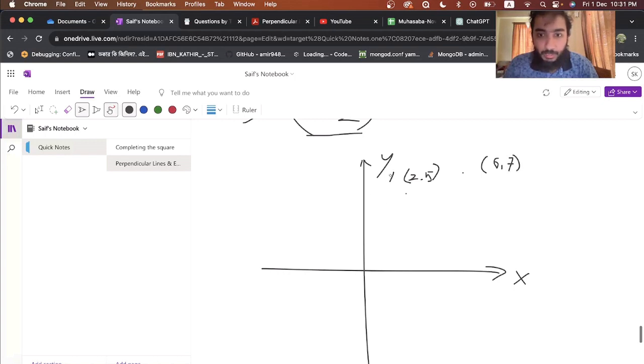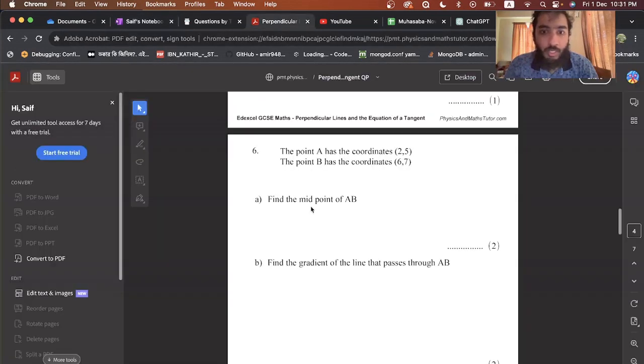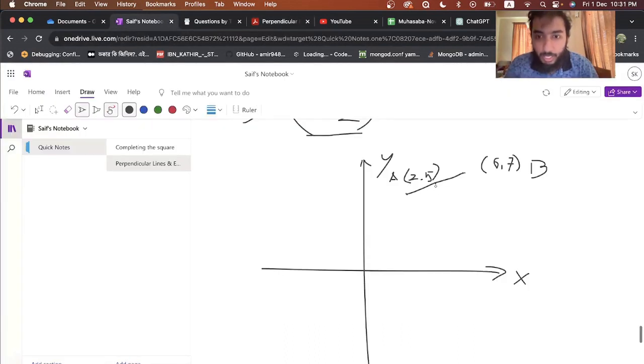So this is point A and this is point B. If I draw a line here, I have to find the coordinates of the midpoint. Let's say this is the midpoint, C. If I draw a perpendicular and a horizontal imaginary line here, what are the coordinates of C? Let's say the coordinates of C are x and y.